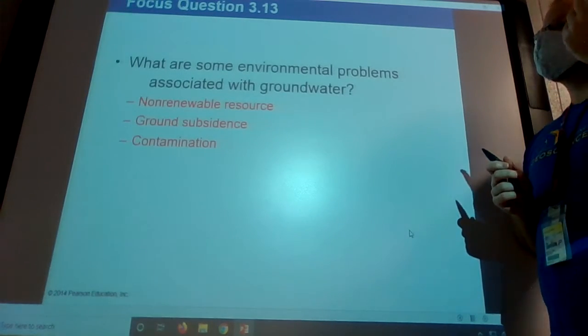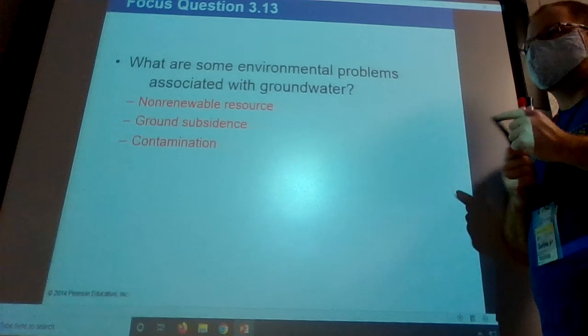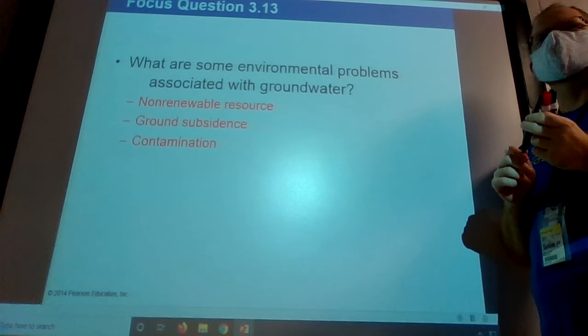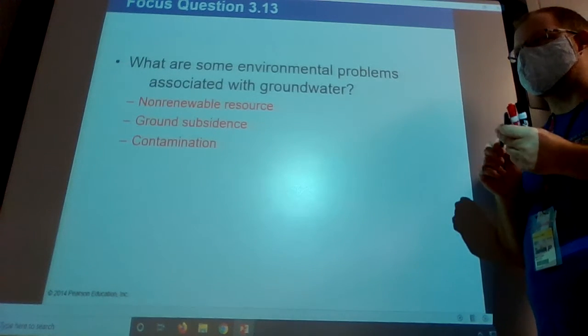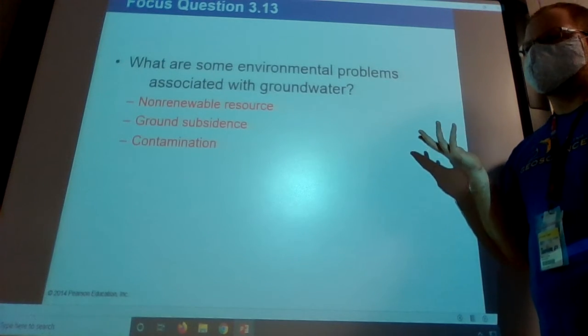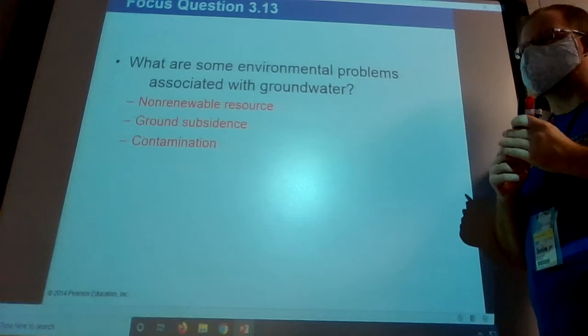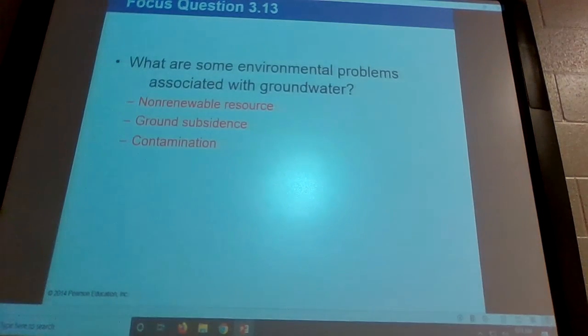So, what are some environmental problems associated with groundwater? Groundwater is not a renewable resource, especially on a short timeline. You only have a limited amount of it, and things can change. And sometimes your infiltration stops, and your aquifer won't really replenish itself. Ground subsidence, like we saw in that picture, and then obviously water contamination, which is kind of something that's happening in Houston right now.